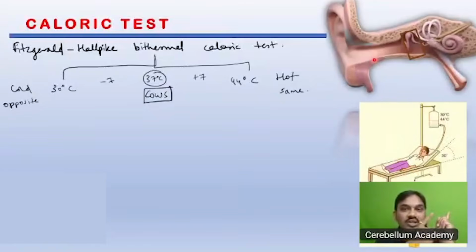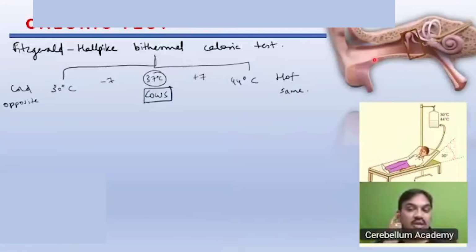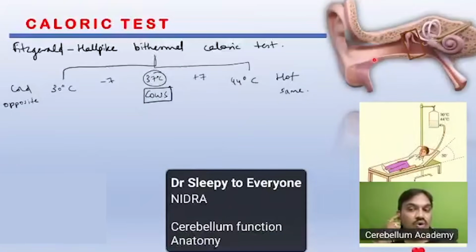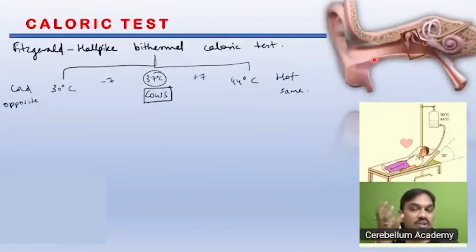Left nystagmus, opposite nystagmus. Fast component towards the left side, slow component towards the right side. Whenever I pour hot water in my right ear, same side nystagmus will be there. When I pour cold water, the fluid will move in this direction. When I pour hot water, the fluid will move in that direction. Understood? Clear?